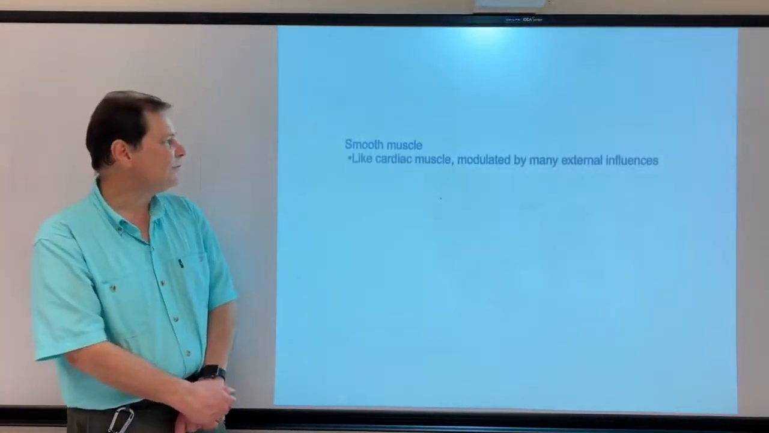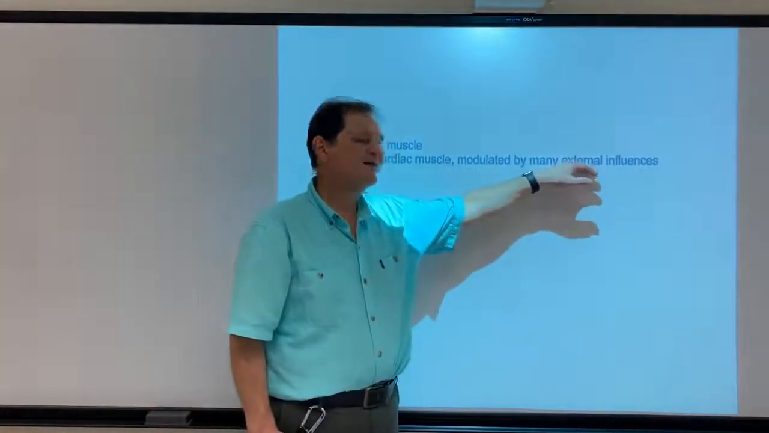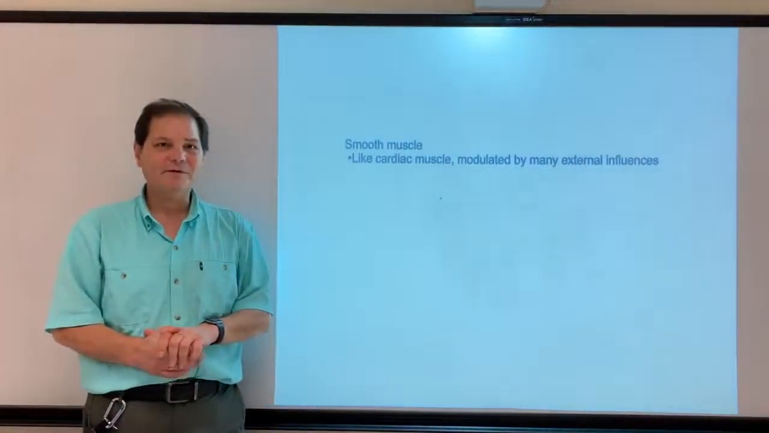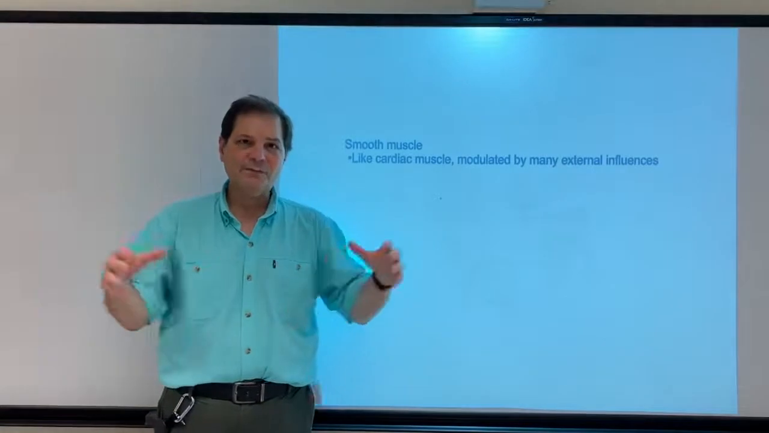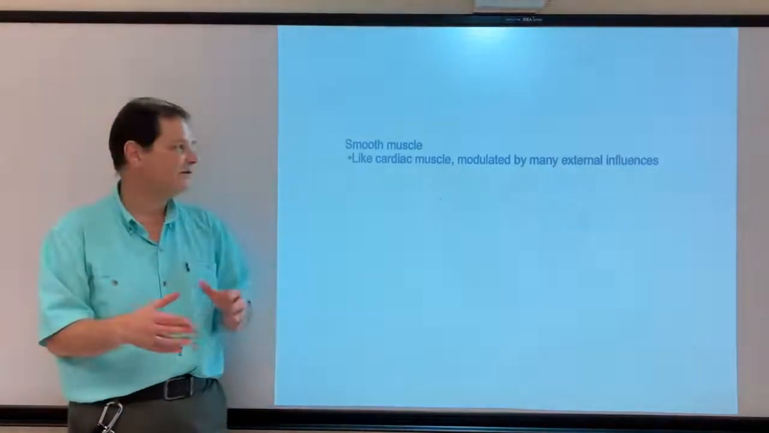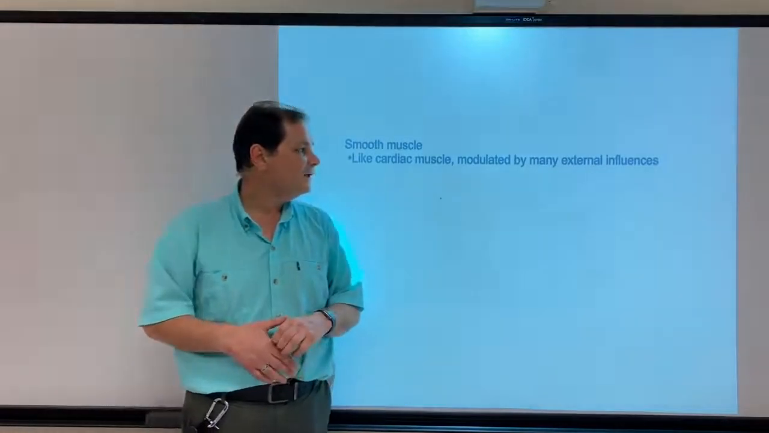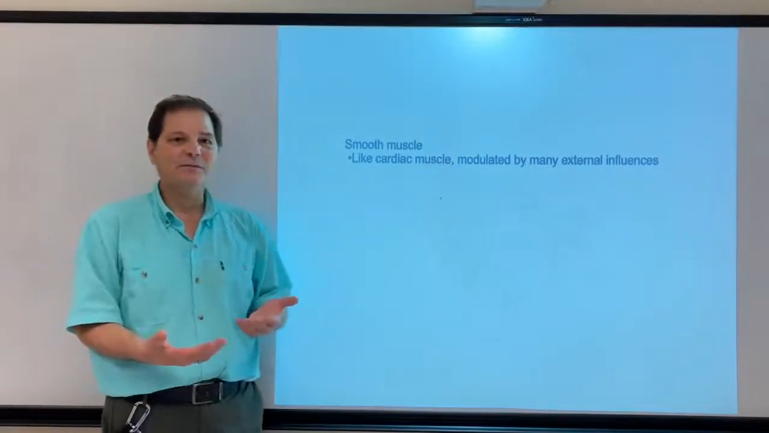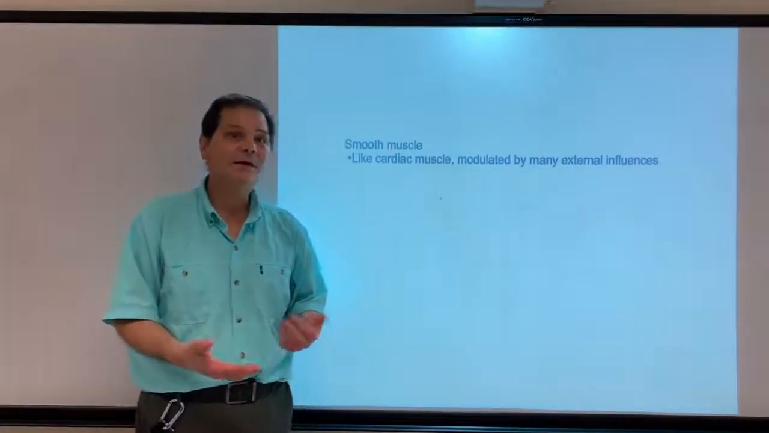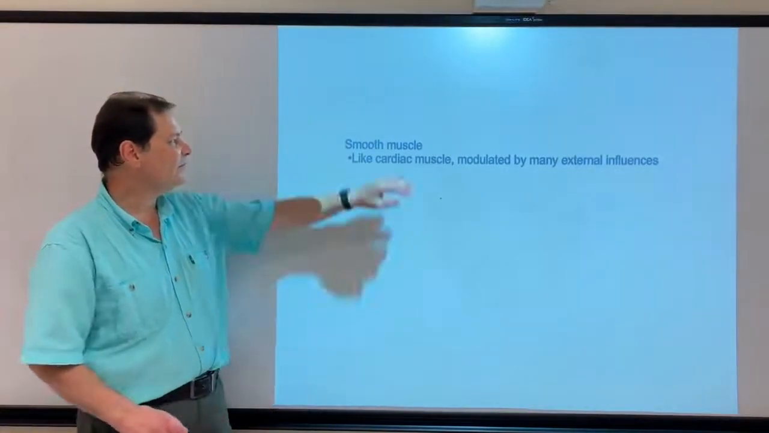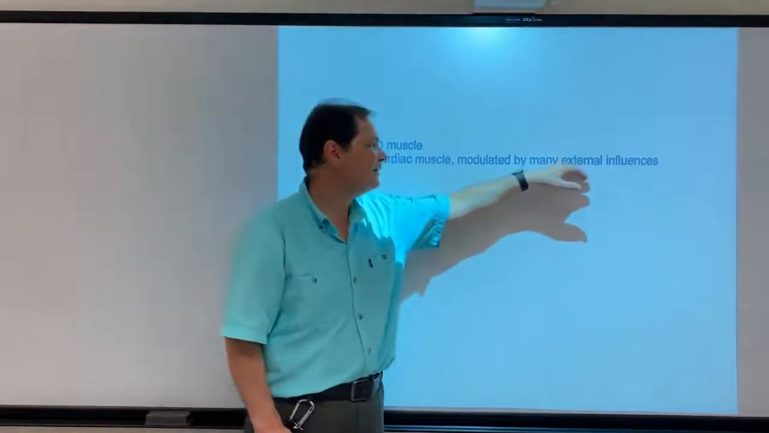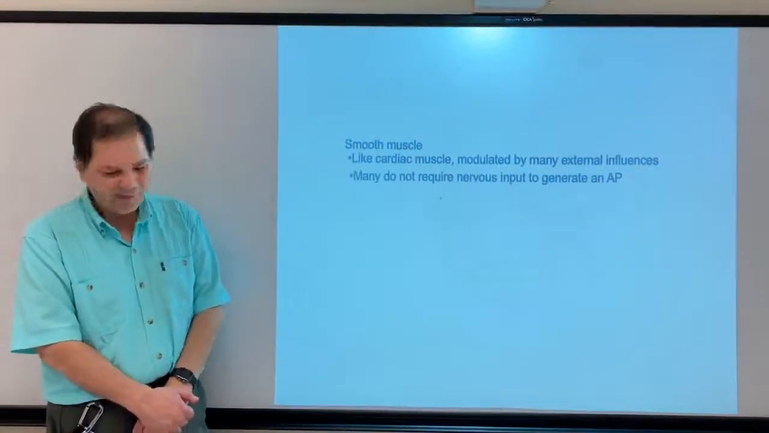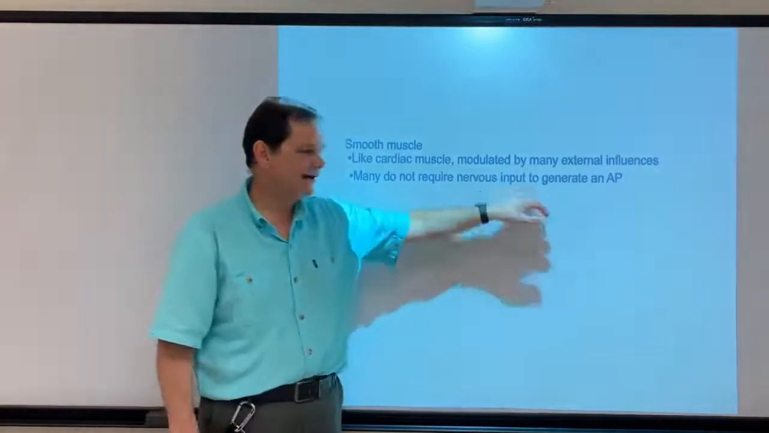Just as a general review, like cardiac muscle, these can be modulated by external influences. So your autonomic nervous system can make cardiac muscle contract with more force, a positive inotropic effect, more contractility, and of course you can have less inotropic state as well. You can have a decline, let's say in atrial muscle with a release of acetylcholine and an increase in parasympathetic tone. Similar to that, smooth muscle, again, modulated by external influences, including the autonomic nervous system. Okay? Many do not require nervous input to generate an action potential.